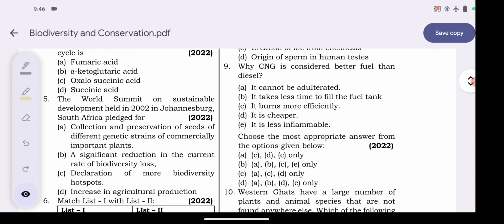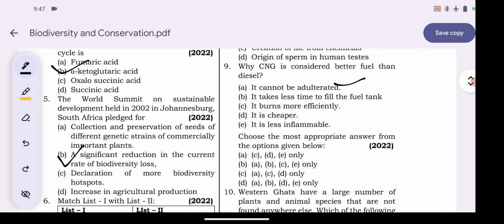Question number 9. Why CNG is considered better fuel than diesel? Option A. अच्छा, कुछ स्टेटमेंट दिया गया है, 5 स्टेटमेंट दिया गया और उसके बाद ऑप्शन है, तो मोर देन 1 होगा आंसर. देखो अच्छे से. It cannot be adulterated, मतलब मिलावटी नहीं हो सकता इसमें. ठीक है, करेक्ट है ये.